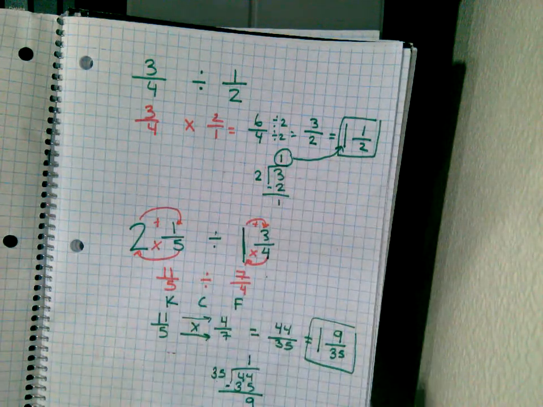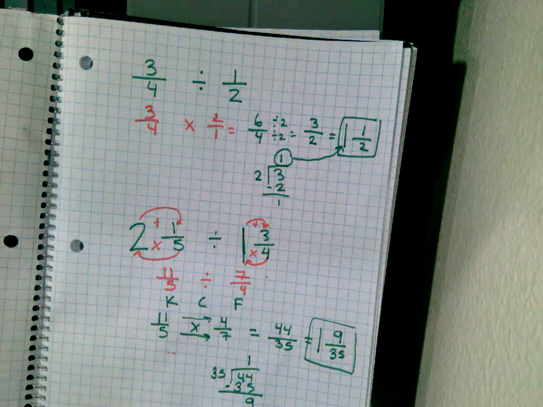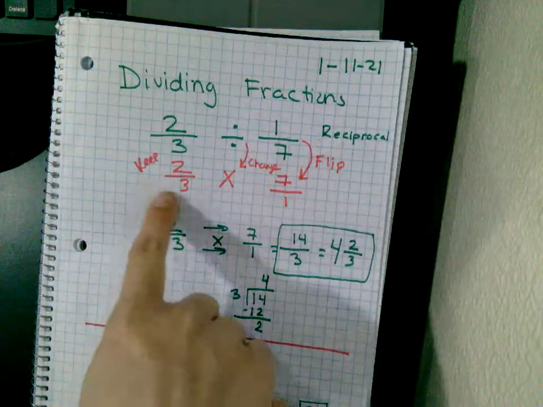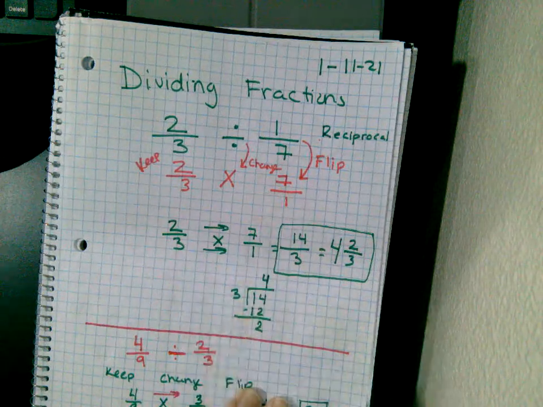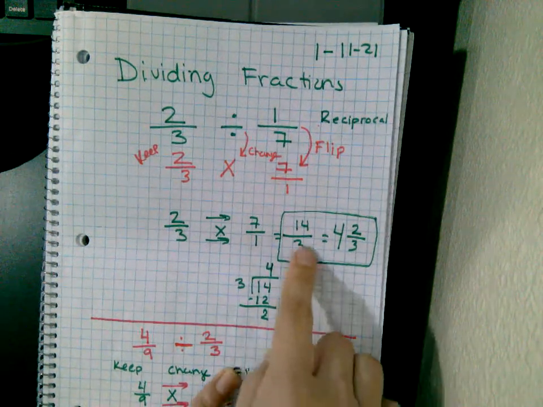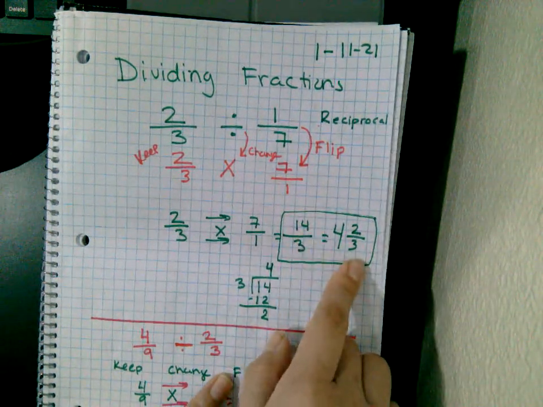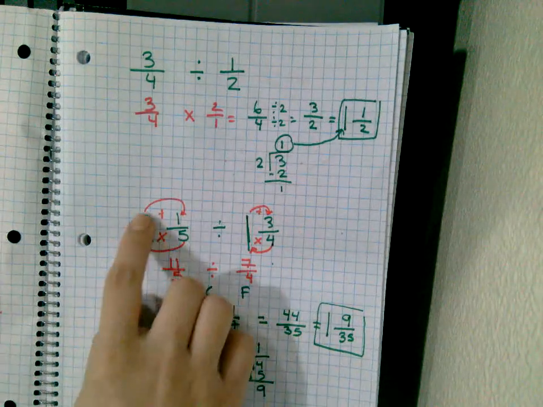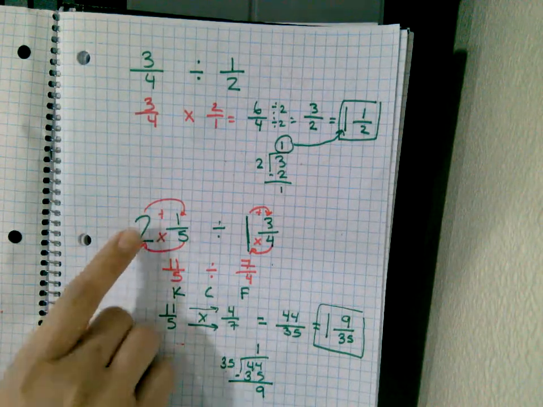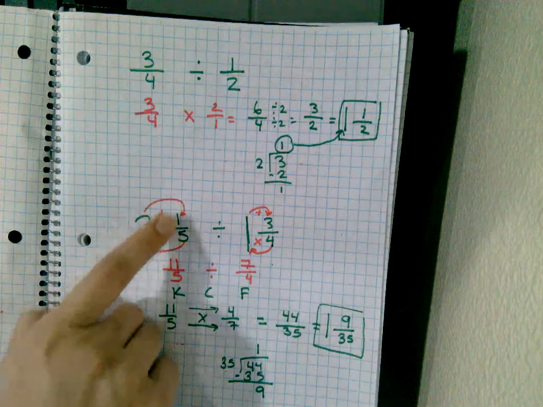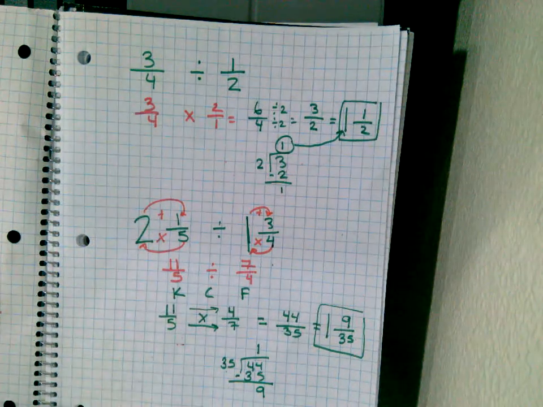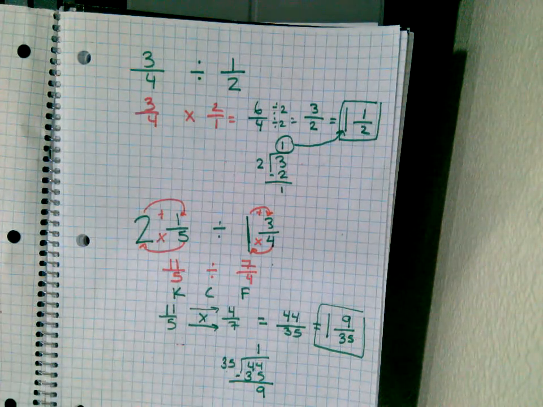So when you get into groups and you're having trouble, let us know what you're having trouble with. Like, I don't understand why we keep, change, flip, or what do we flip? Or I don't understand how to change an improper fraction into a mixed number. Or how do I change this, how does she go from 2 1/5 to 11/5? You can ask us that.